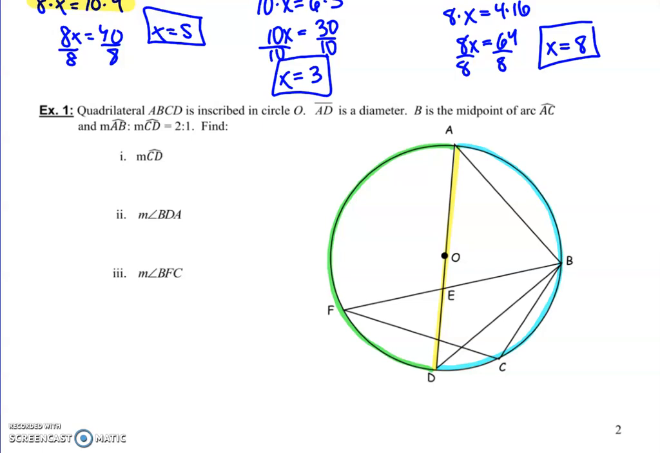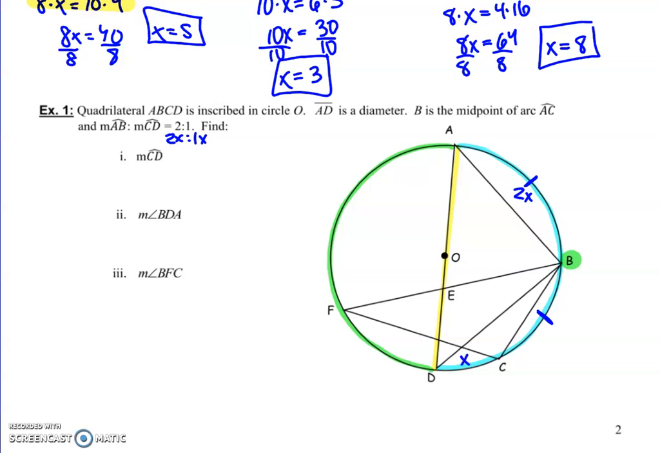It says B is the midpoint of arc AC. Oh, midpoint means the middle point. So B, right here, is the midpoint of that arc. I know arc AB and arc BC are equal, even though they don't look it, it's not drawn to scale. And then I know the measure of arc AB to CD is 2 to 1. So remember what we do in that case, we make it 2x and 1x. So AB would be 2x. And CD down here would be x.